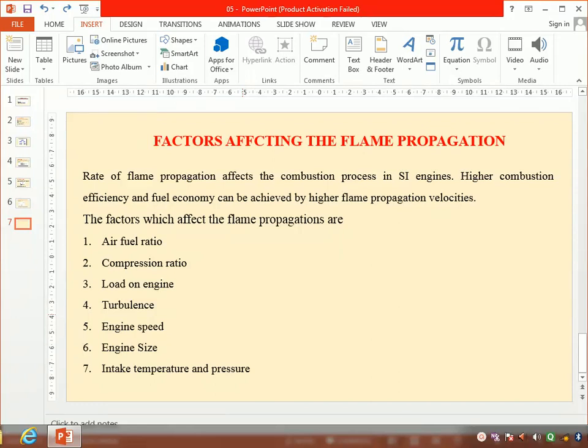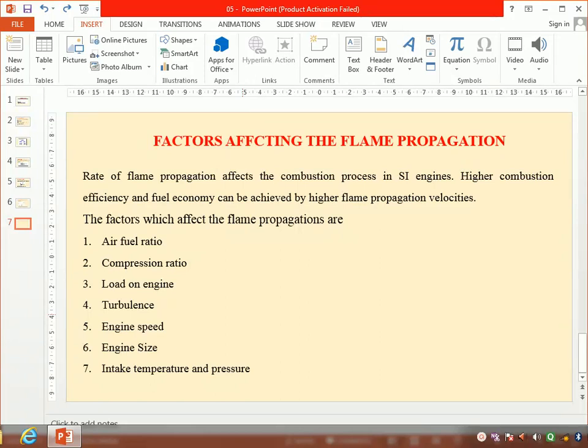Engine size: if the engine size is doubled, what happens? The time required for the flame propagation will also double, but in terms of seconds only. In terms of crank angle, it remains constant irrespective of the engine size. So in terms of seconds it increases, but in terms of crank angle it remains the same. For us, crank angle is very important.